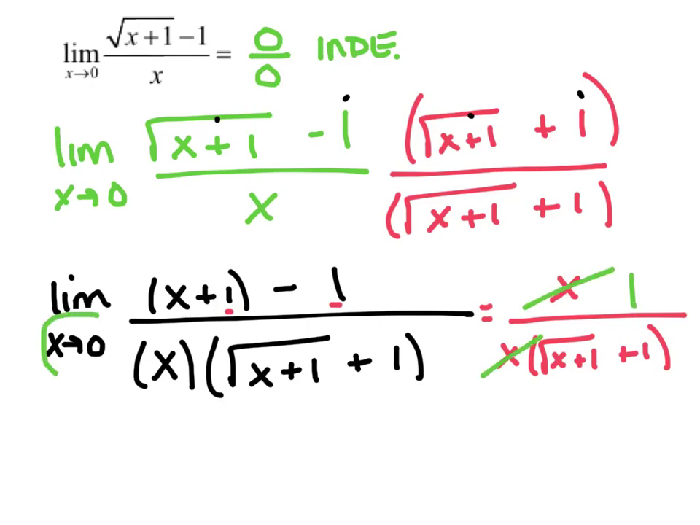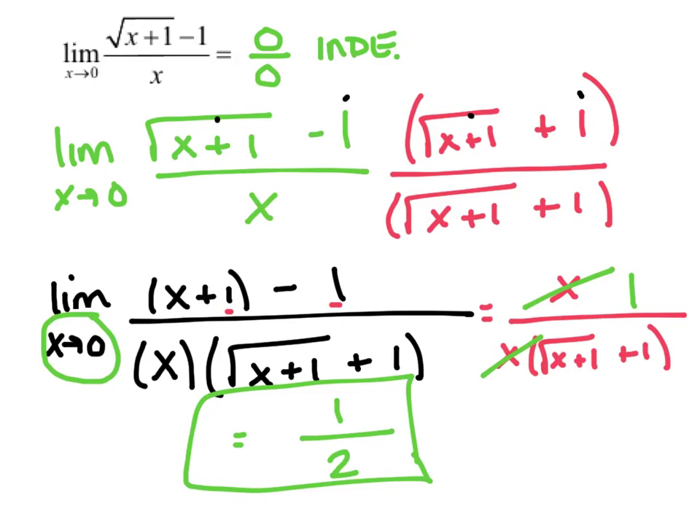And now don't forget to plug in your 0. So I'm going to get a 1 over the square root of 1, which of course is 1, plus 1 is 2. And there you have it. Now, conjugates may not be your favorite, but they're definitely not too hard. Just take your time and keep your algebra nice and neat. I've got another type to show you.